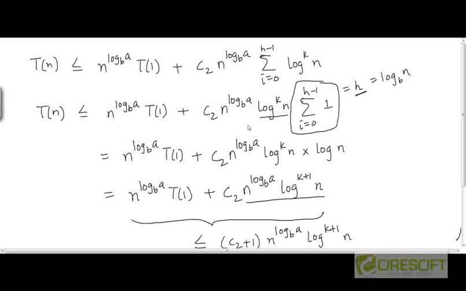And then that allowed us to pull out log to the power k of n from the summation, leaving nothing inside the summation. So the summation then trivially evaluated to h, which was nothing but log of n to the base b. And this log term contributed to the extra power to log n raised to the power k. So we got a power of k plus 1 for log n.